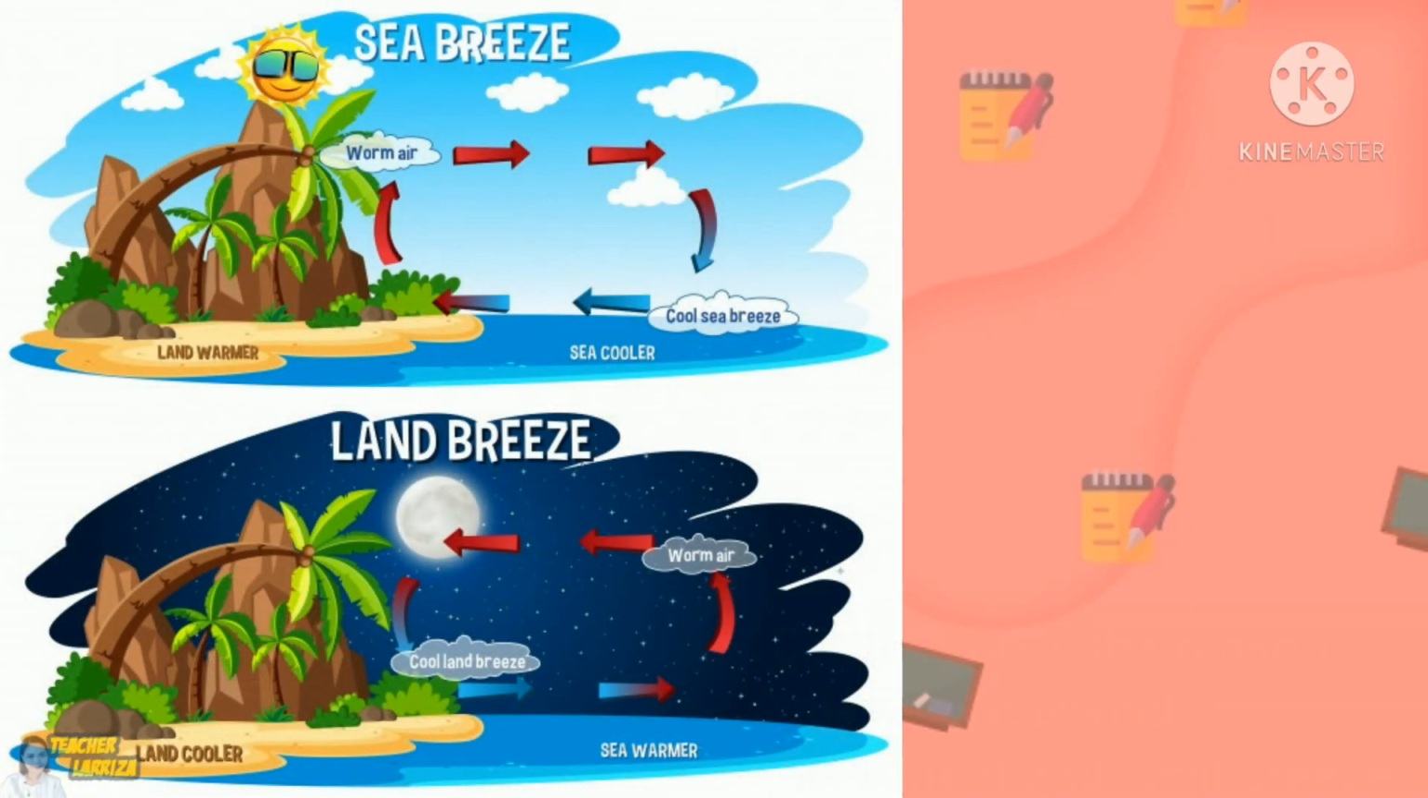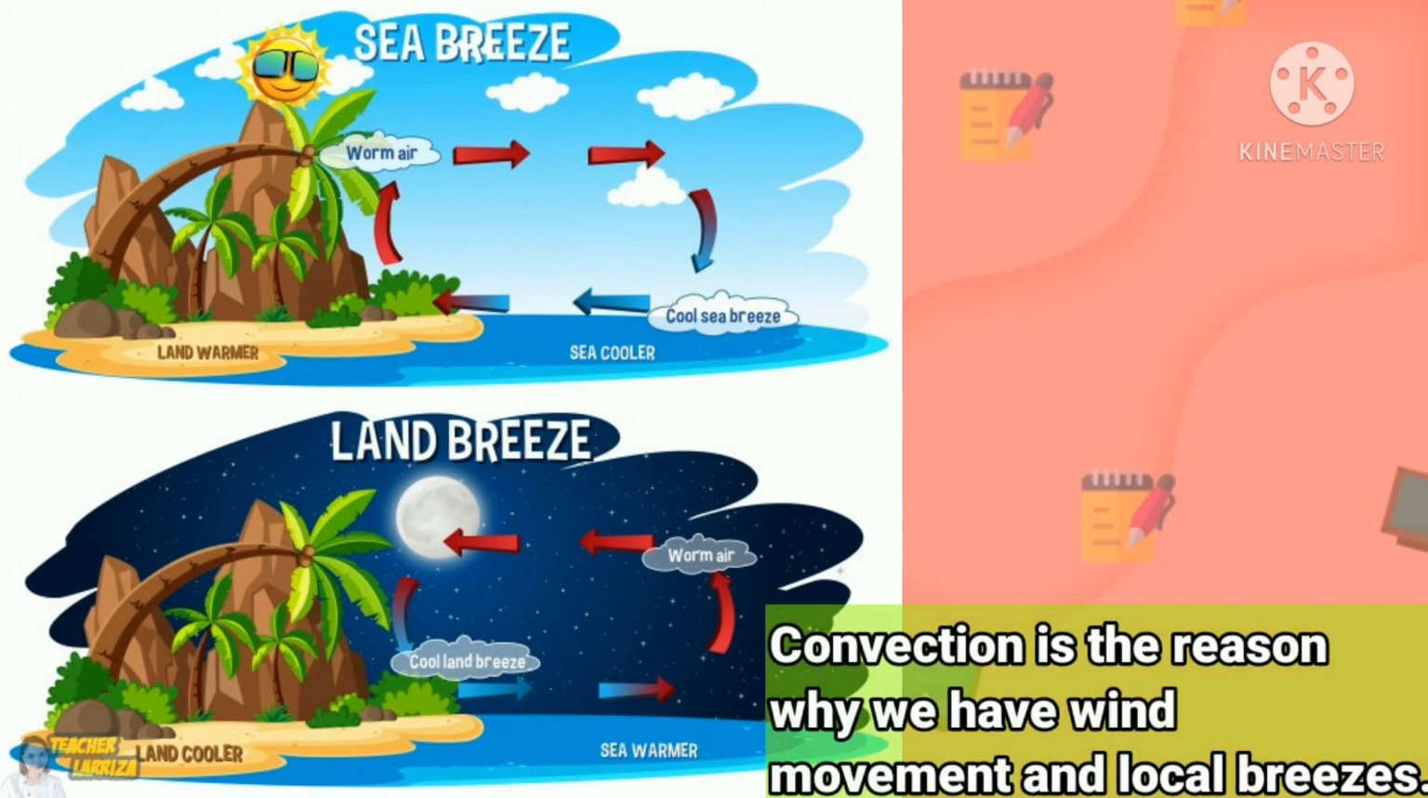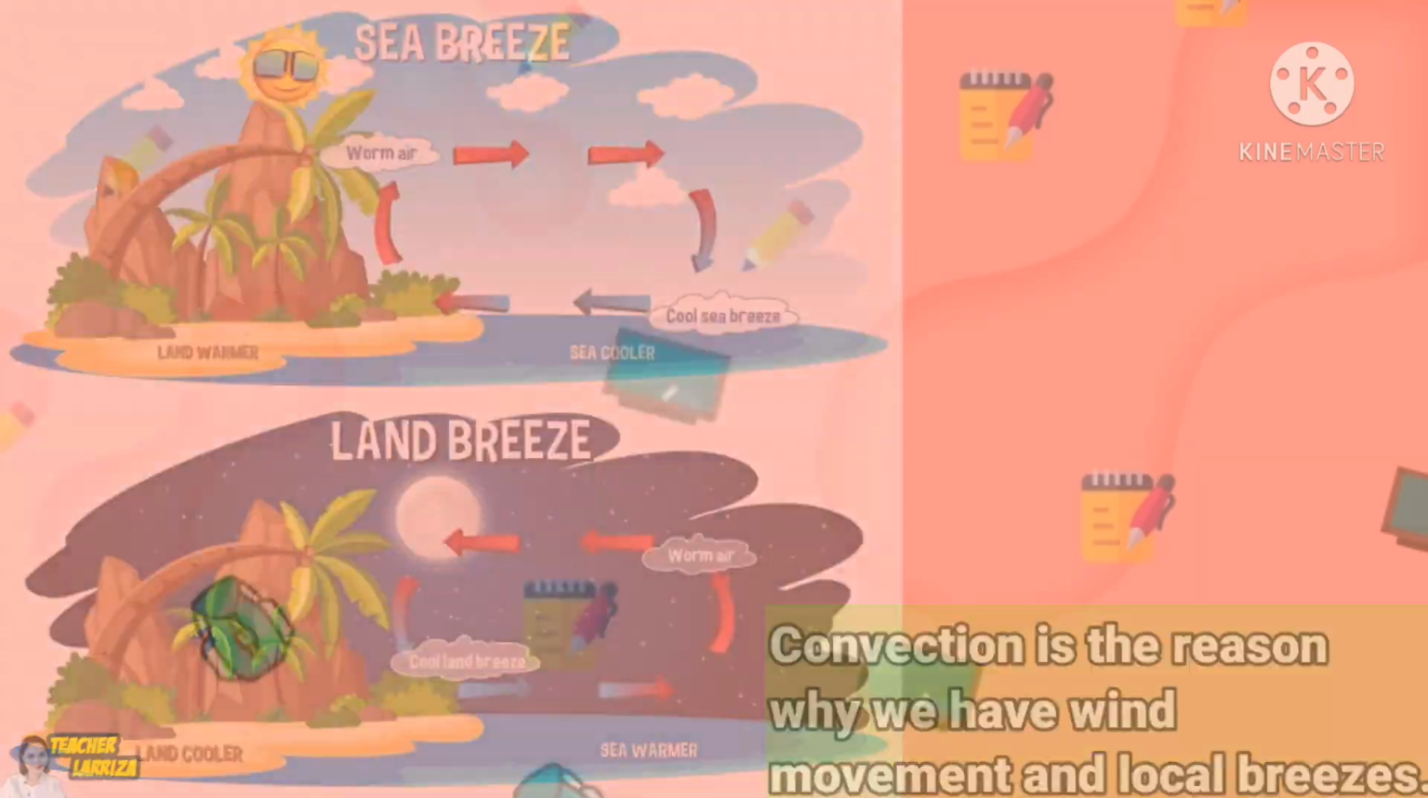Ang convection ang dahilan kung bakit tayo nakakaranas ng wind movements and local breezes. Warm air rises, expands, and cools. Cool air sinks. During daytime, air over the land is heated. It rises and expands. Cool air over the sea moves towards the land. That's why you feel a refreshing breeze by the seaside during daytime. Sa gabi naman, sea is warmer than the land. That is why warm air from the sea rises and cool air sinks.